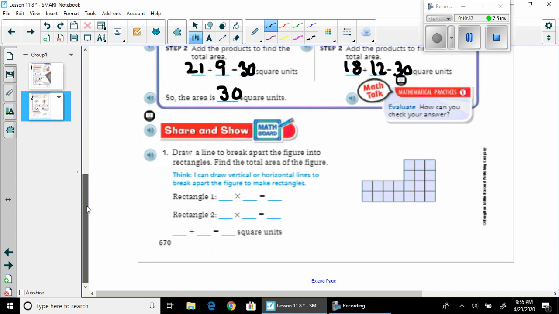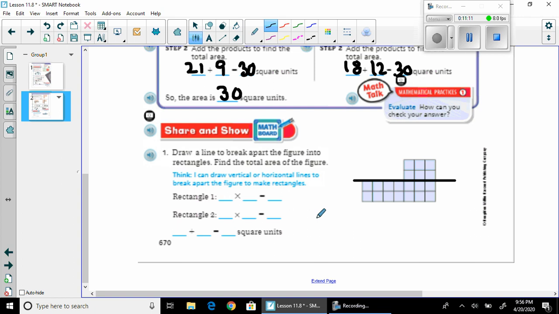All right, the last one we have here, it says draw a line to break apart this figure into triangles. Find the total area of the figure. All right, so we can break apart this figure any way that we want to. I'm just going to go ahead and break it apart here. Okay, and I'm sorry, I keep saying triangle. We're dealing with rectangles here. So, okay, so I'm going to go ahead and break apart this figure. And now we have two rectangles, not triangles, rectangles.